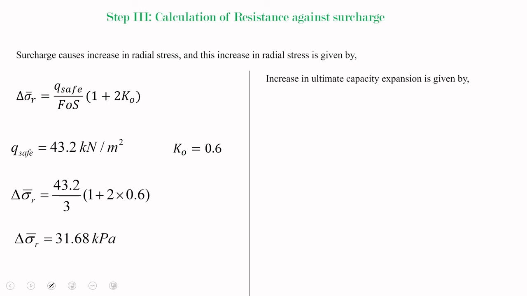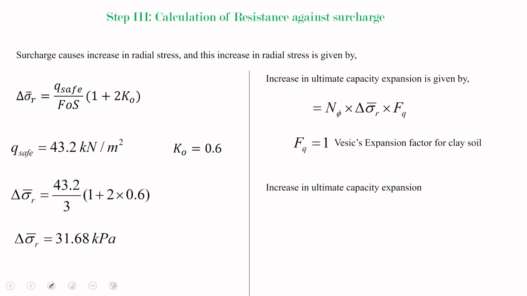Now the increase in ultimate capacity expansion is given by this equation: N phi into delta sigma r into FQ. What is FQ? FQ is generally taken as 1. This is the basic expansion factor for clay soil. For clay soil the basic expansion factor will be taken as 1, so we'll just substitute 1.